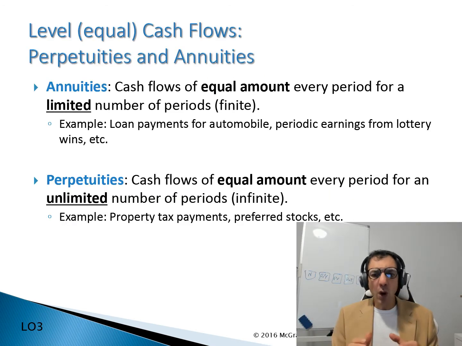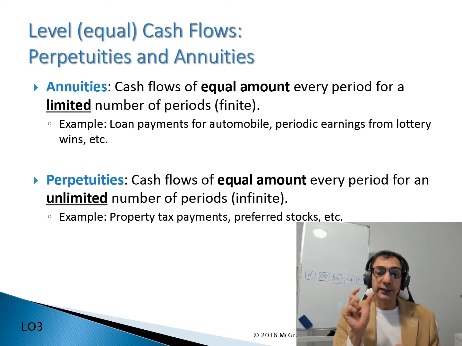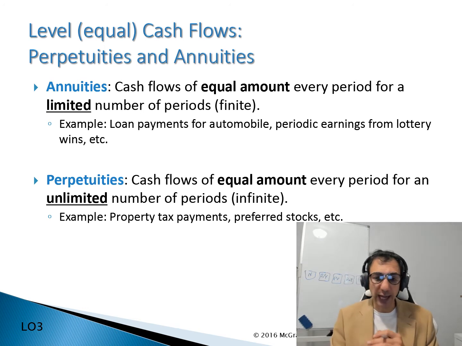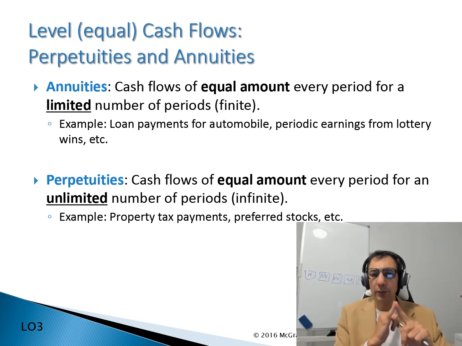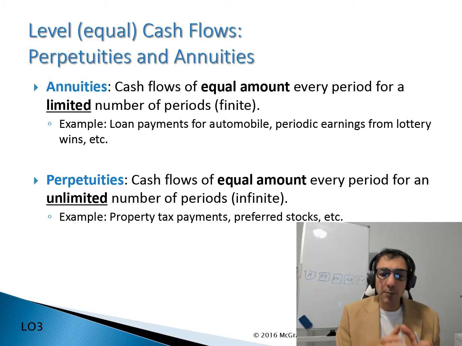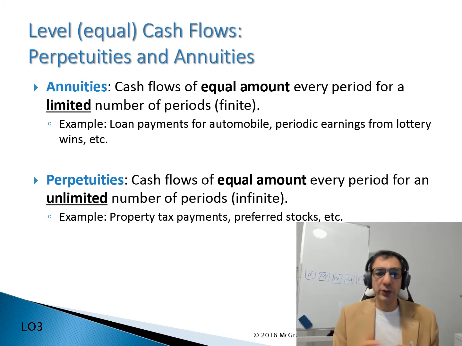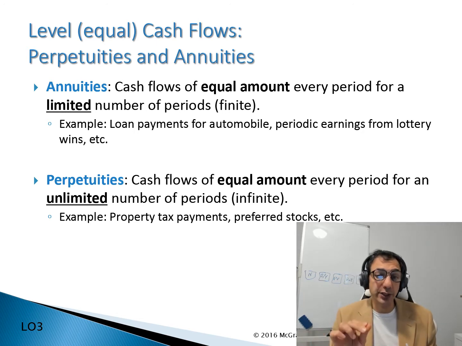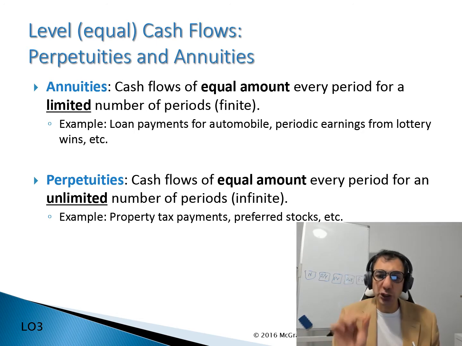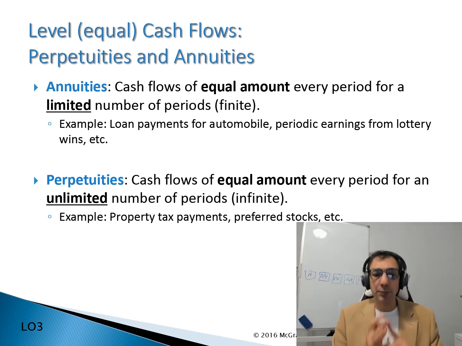First, we have to be clear that there are two types of equal cash flows. One is called annuities, when you have an equal amount every period, but the timeline is limited. You're talking about a limited number of periods. So annuities have two features: equal payments, and a limited period of time. However, if you have equal payments, but we're talking about an unlimited number of periods, or an infinite period, now we're talking about perpetuities. So make sure that you distinguish between annuities and perpetuities.